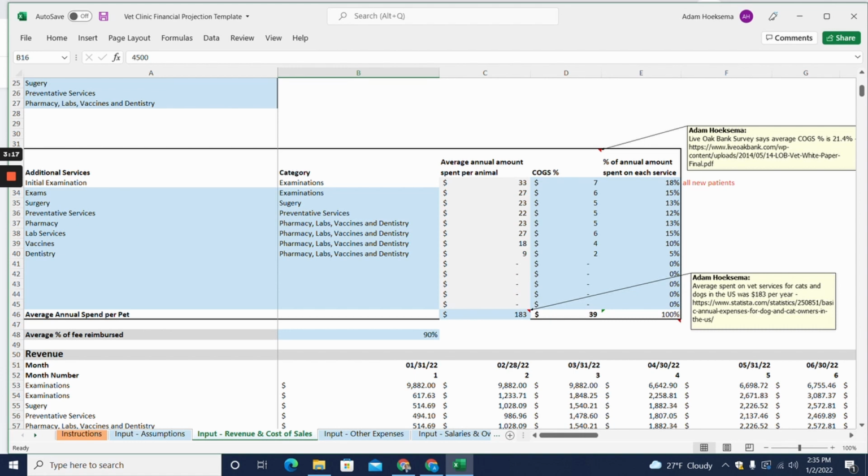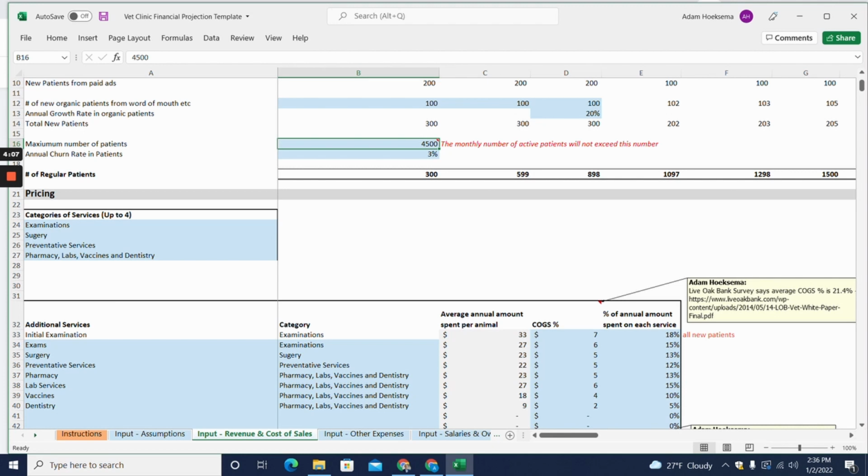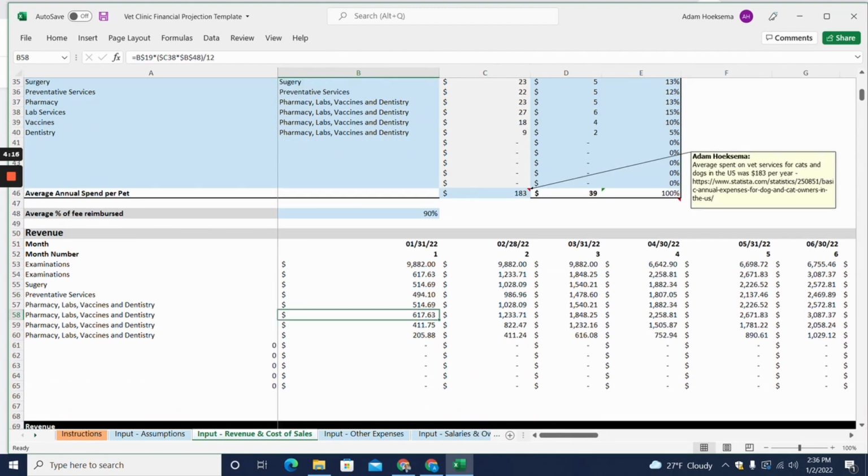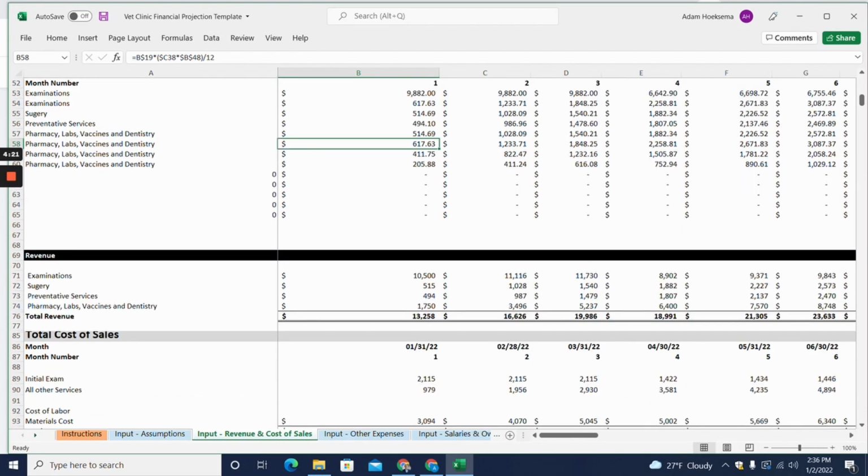So we got the breakdown of services over here, and then what we did here is we found from a survey that the average pet owner, this is just for dogs and cats in this example, spends $183 per year on vet services for dog and cat owners. More for dogs, less for cats, but when you averaged it out, it was around $183. And so what we did is we took that $183 and multiplied it by this percentage of sales over here for each different service to come up with the average annual spend per patient or per animal. And then based on that, we're going to take your 300 patients or your 599 patients and project how much revenue you're going to get in each of these different categories by month. And that'll ultimately end up giving you your total revenue.